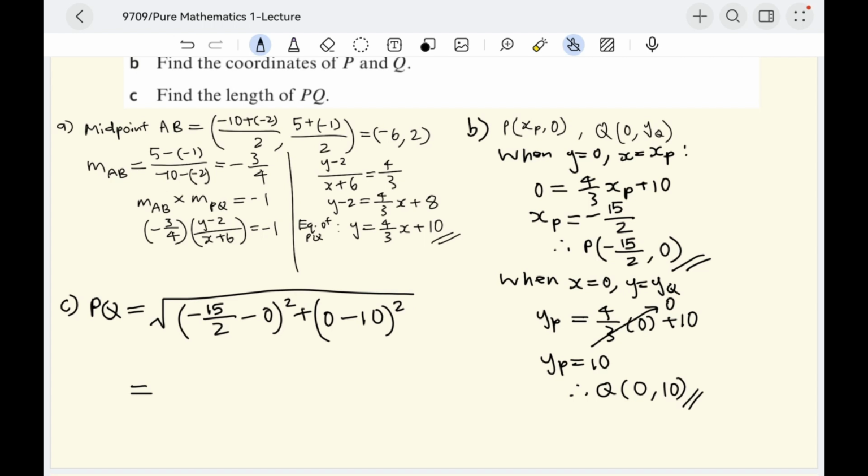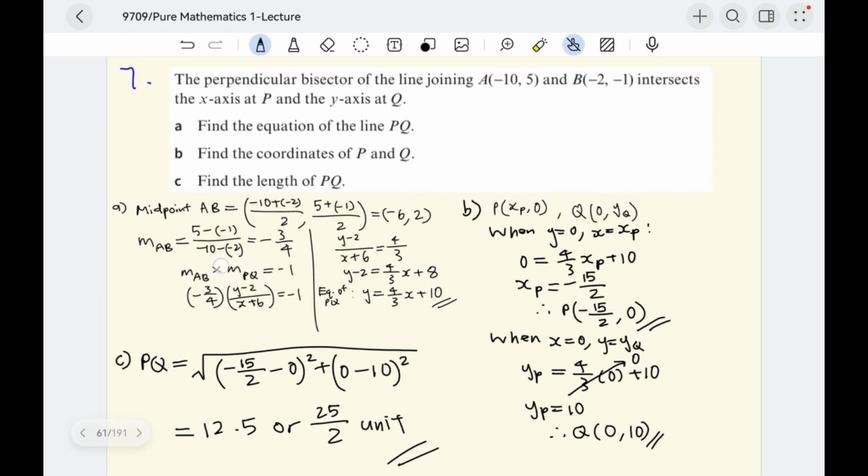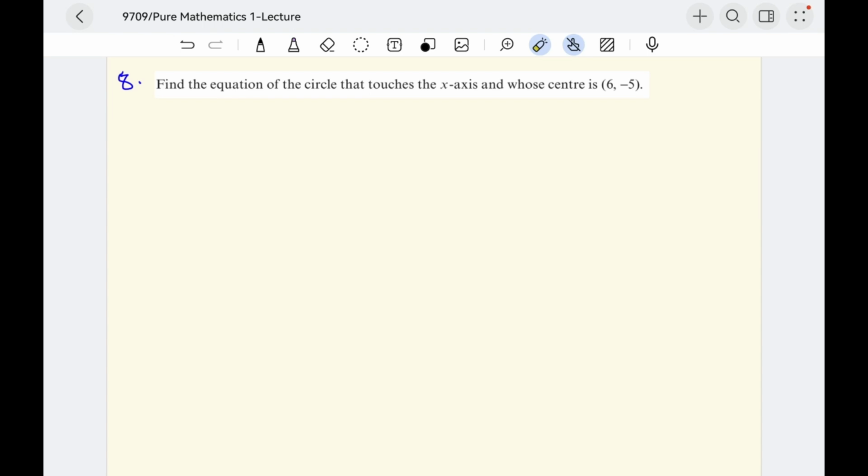So I will get 12.5, or you can put it as a fractional form, 25/2, also acceptable for these two equivalent terms for the answer. Okay, that's the end of the discussion for this question. Let's move on to the next question, which is question 8.